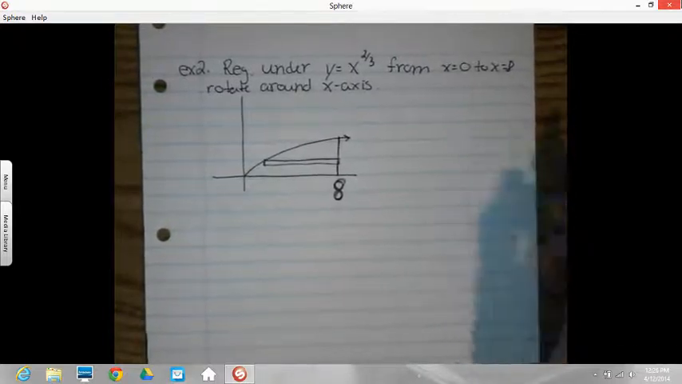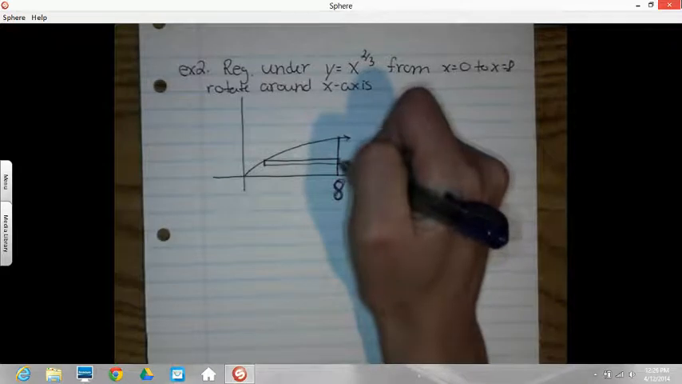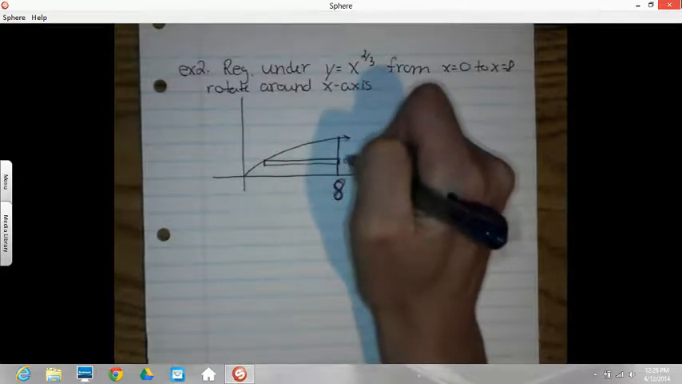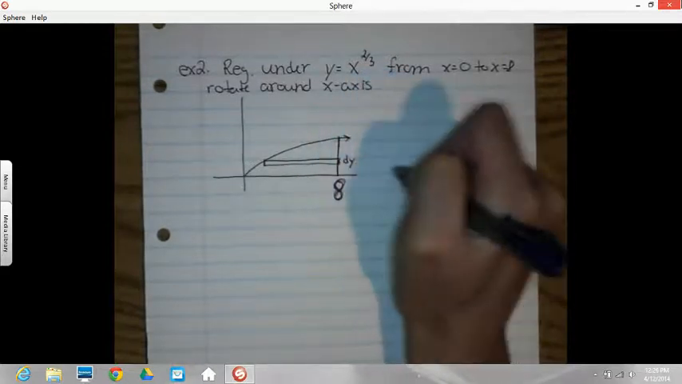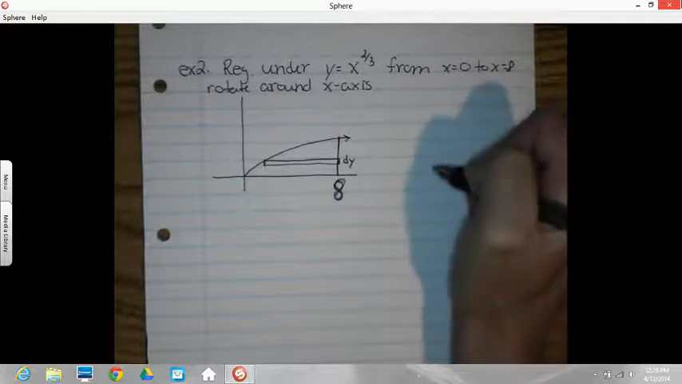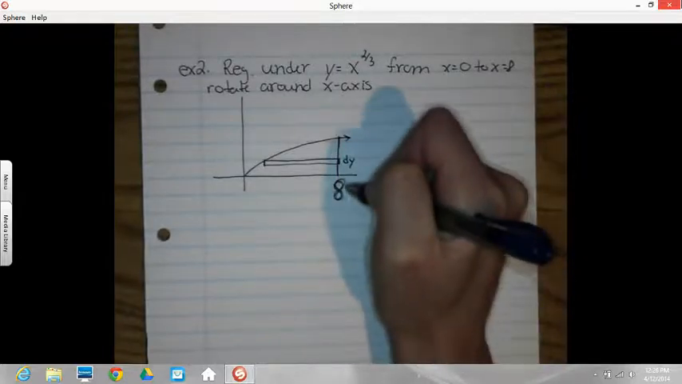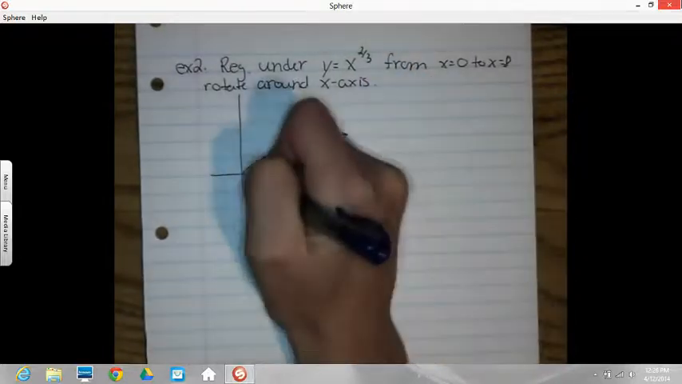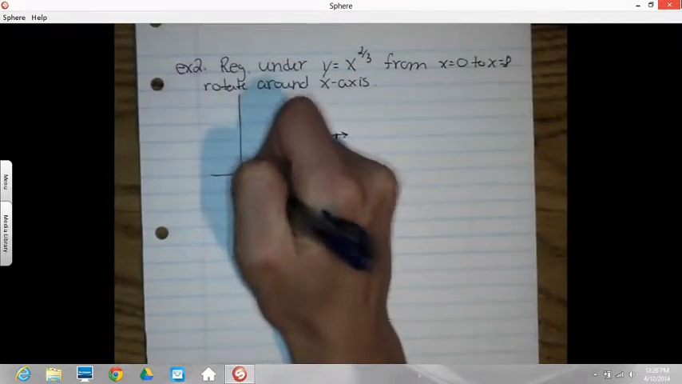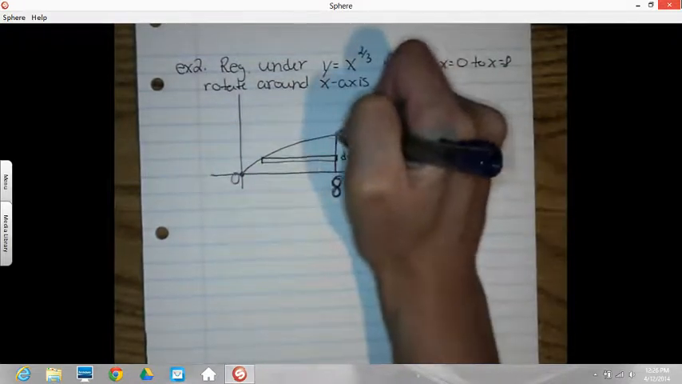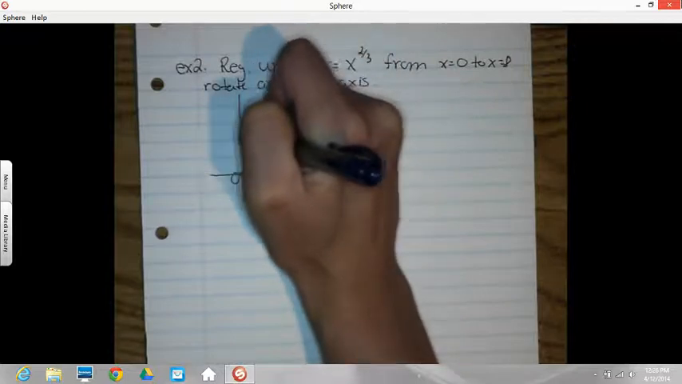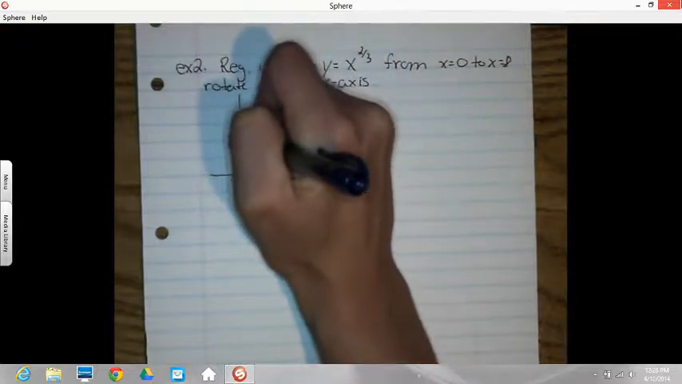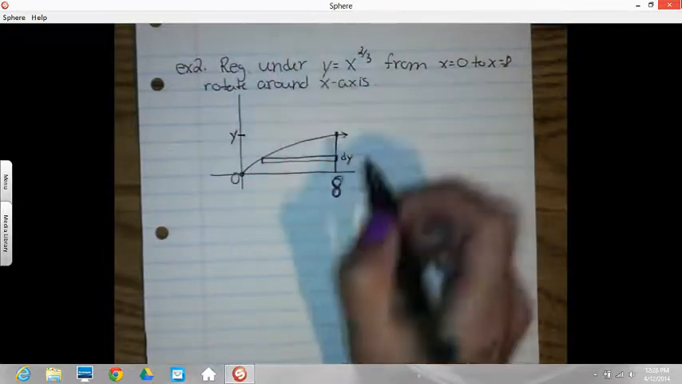All right, so because my width here is a dy, I want to see y's in my integral, and I want y boundaries. So on the y-axis here, my lowest point is here at 0. My highest point is here, and I want the corresponding y value. So I'm going to find that first.